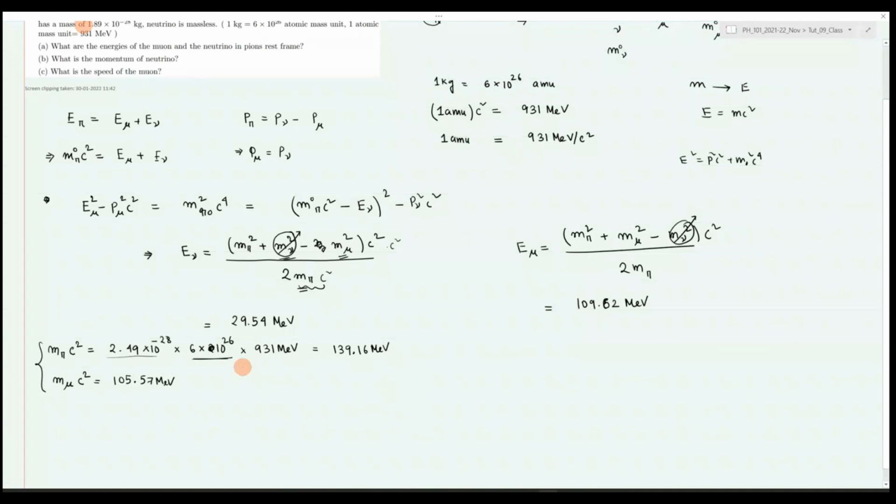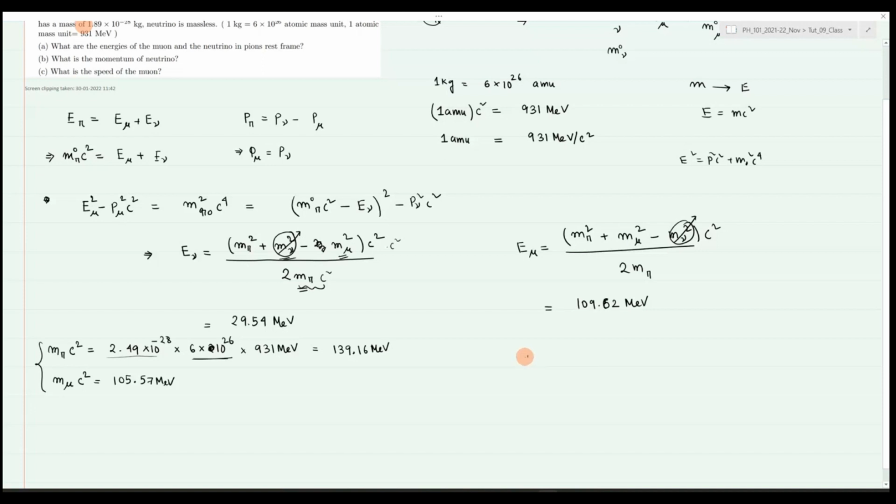Bhaiya, if we use this energy-mass relationship, like we did in atomic physics in 12th, where the remaining mass of the first element directly converts into energy, will that directly give the sum of kinetic energies of the muon and neutrino? Will it give only the sum of kinetic energies or something else?